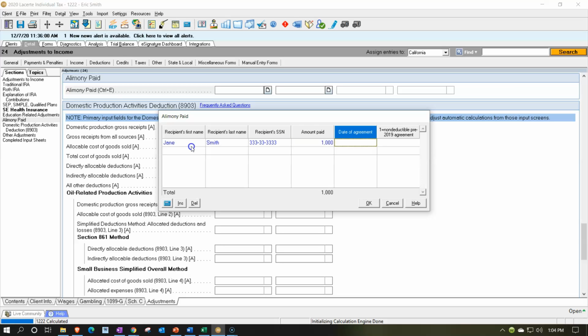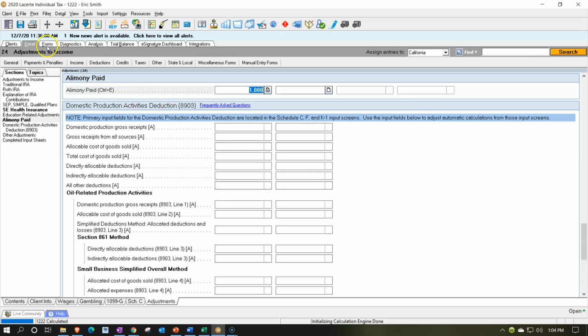And then we're going to say the date of the agreement. So here's the thing that's going to help you determine whether or not it should be included. You say, okay, the divorce agreement happened before the cutoff, before 2018. Let's say 06/15/17, and then this is a non-deductible pre-2019 agreement. I'm going to keep that there, and then we're going to say okay.